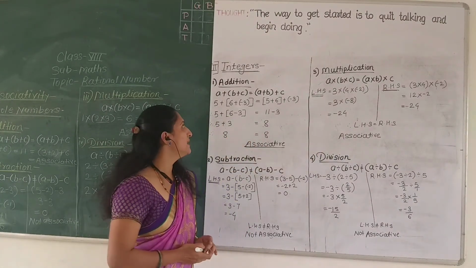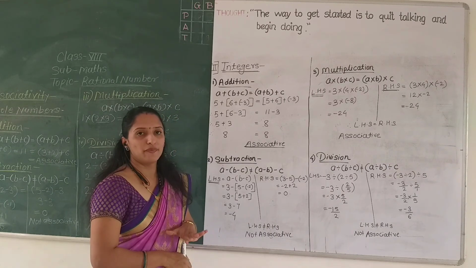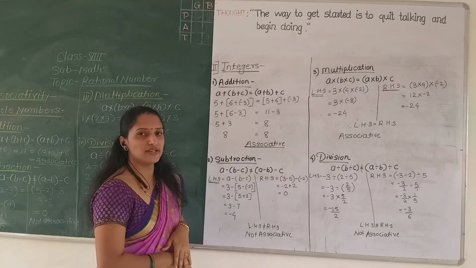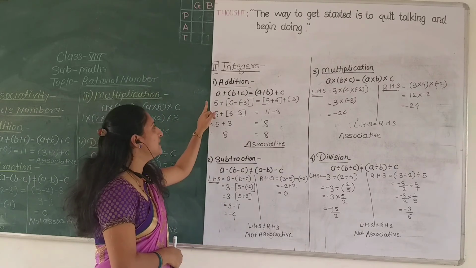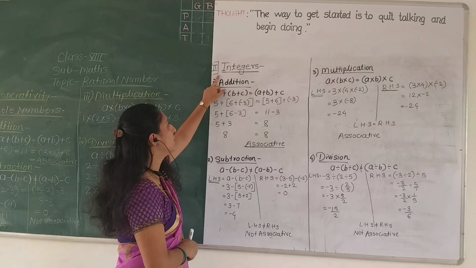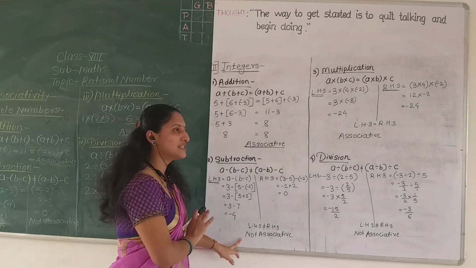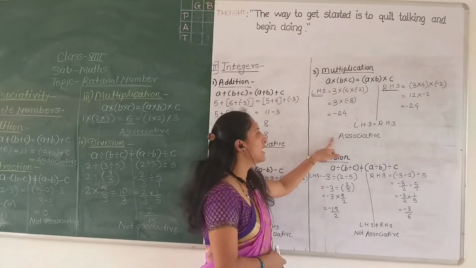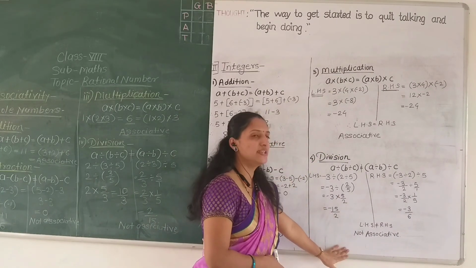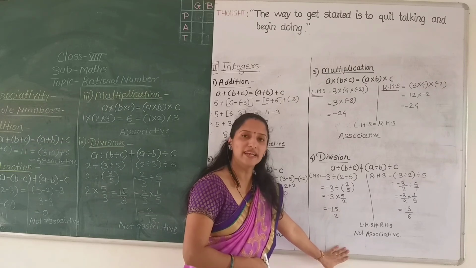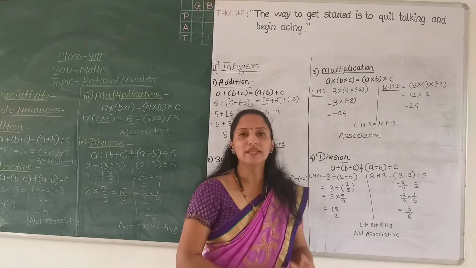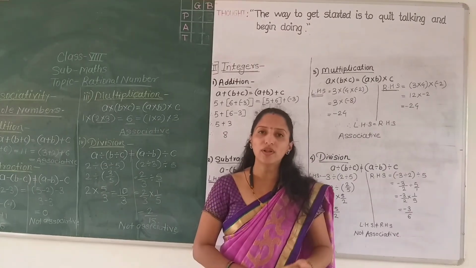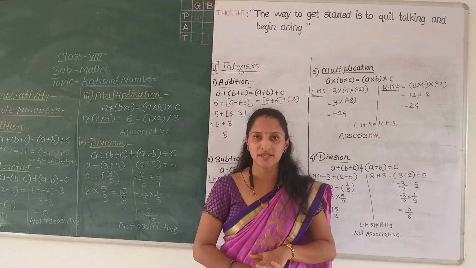So here we complete the associativity property for integers for the four mathematical operations. This shows that addition is associative for integers, subtraction is not associative for integers, multiplication is associative for integers, and division is not associative for integers. Okay. So in this session we discussed associativity of whole numbers and integers.